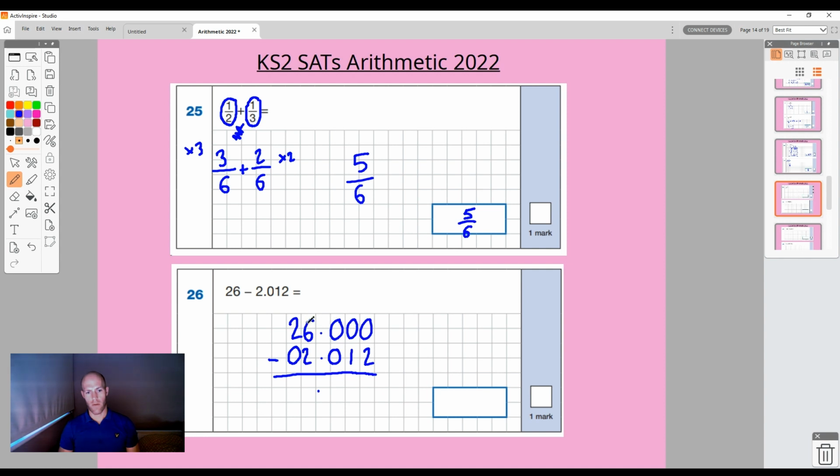Can't do anything with these zeros. Make that 5. 0 take away 2, can't do it. 0 take away 2, still can't do it. 10 take away 2 is 8. 9 take away 1 is 8. 9 take away 0 is 9. 5 take away 2 is 3. 2 take away 0 is 2. 23.988. Finish your number so people can read it.